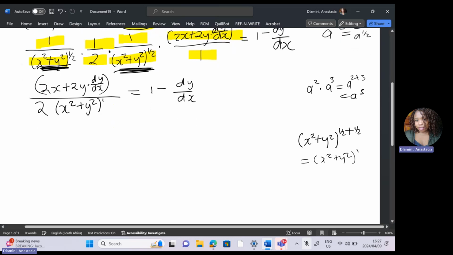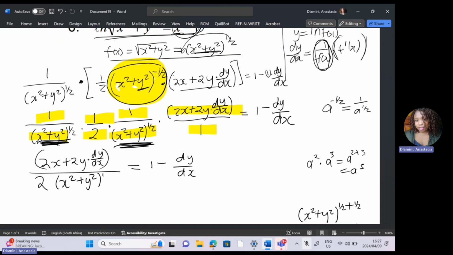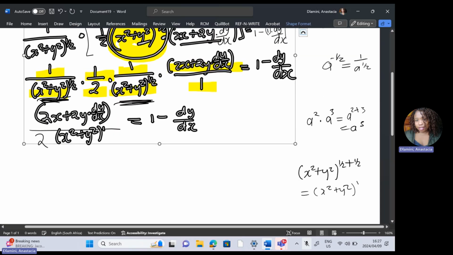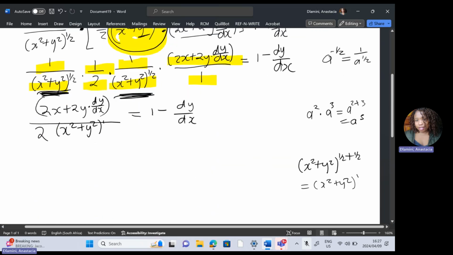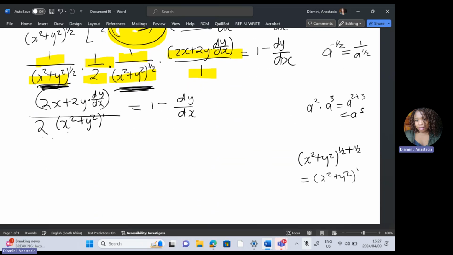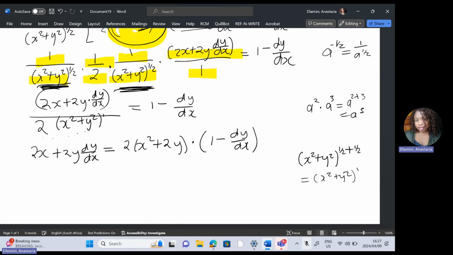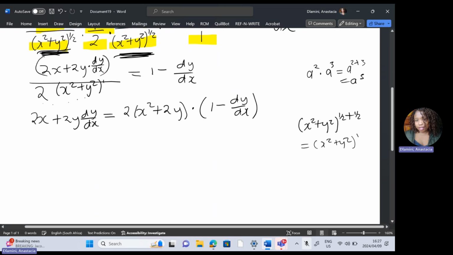Now let's try to simplify. So then we multiply by this 2x squared. Sorry about that. So then we multiply this by 2 times x squared plus y squared on both sides, so that we then remain with 2x plus 2y dy over dx equals 2x squared plus 2y times 1 minus dy over dx. Are we all together there?